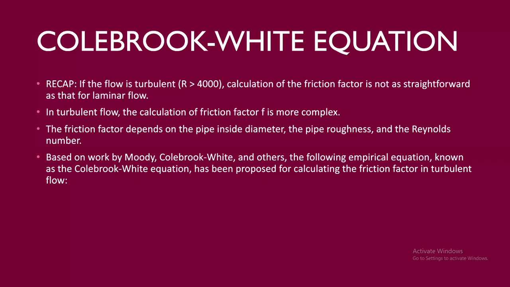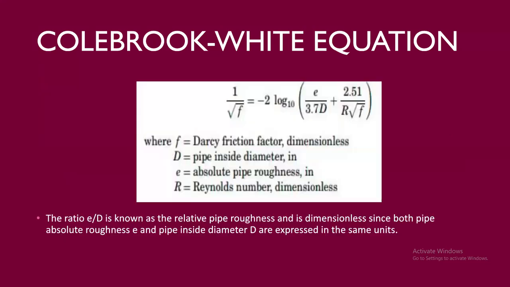The friction factor depends on the pipe inside diameter, the pipe roughness, and the Reynolds number. Based on the work by Moody, Colebrook, and others, the following empirical equation, which means it was derived from experiments, known as the Colebrook equation, has been proposed for calculating the friction factor in turbulent flow. So this is the Colebrook equation.